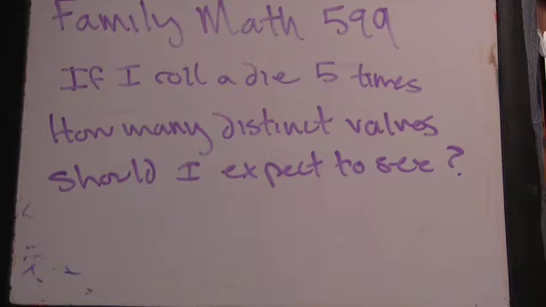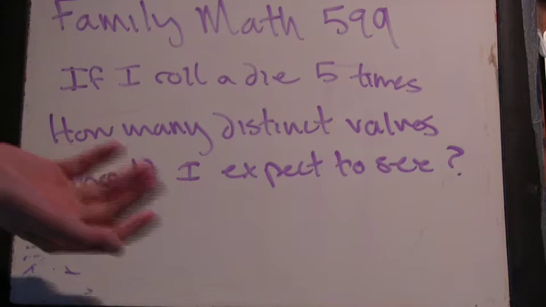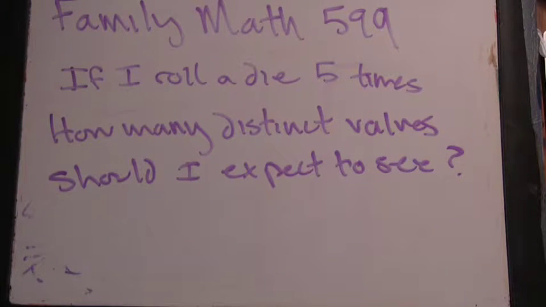Seems like a pretty tricky question. Okay. What do you think? You might have to test it a lot. You might have to roll the die a lot of times and then count how many values you see in the groups of 5. And you could take the average or find the most common one.